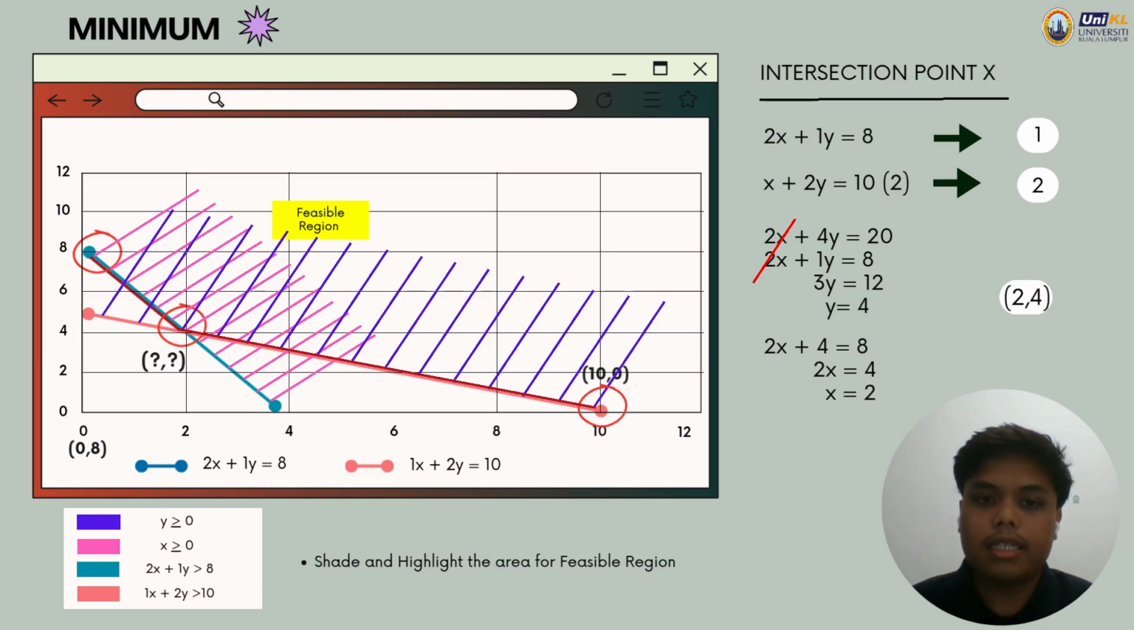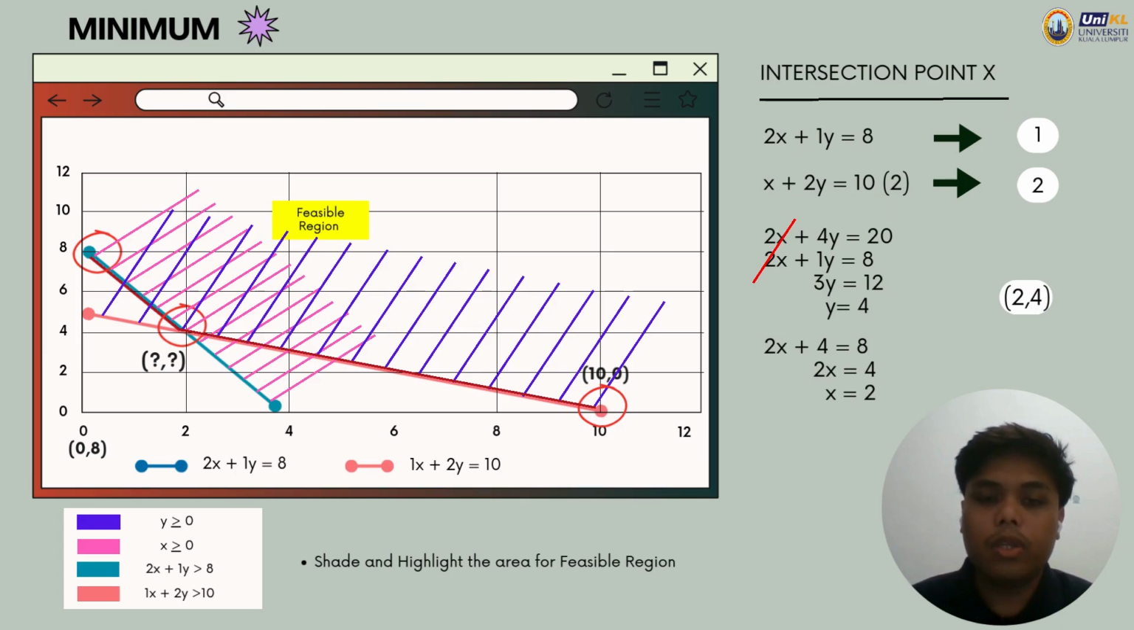First, we take the second equation, x plus 2y equal 10. Then we multiply everything by 2 to make it easier to cancel later. 2x plus 4y equal 20. Now we subtract the first equation from this. 2x plus 4y minus 2x plus y gives us 3y equal 12. From here, we divide by 3, y equal 4. Then we use this value and put it back into the first equation. 2x plus 4 equal 8. So 2x equal 4 and x equal 2.